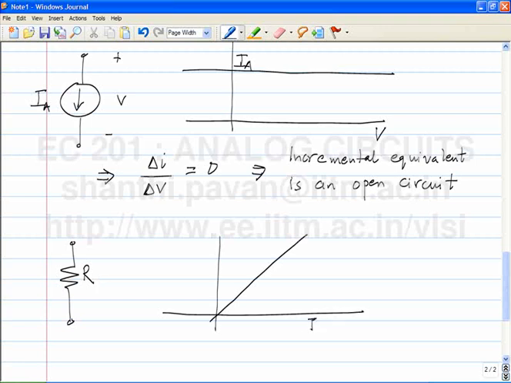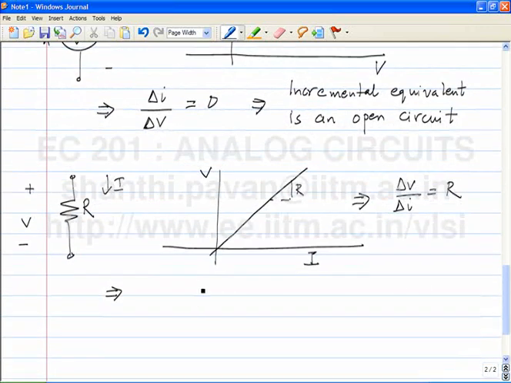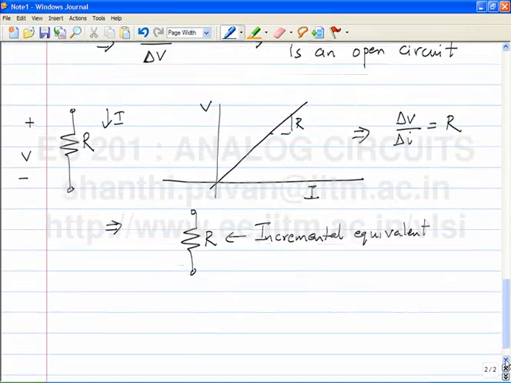What is the incremental equivalent of a linear resistor? If I plot I on this axis and the voltage on the y-axis, this is a linear resistor, so the slope of this is R, which means delta V by delta I is R. So, in the incremental equivalent circuit, the resistor remains the same. Is this clear?